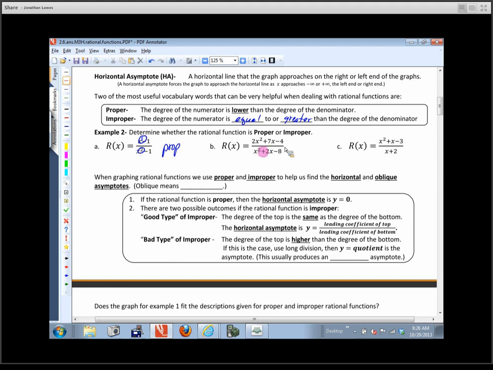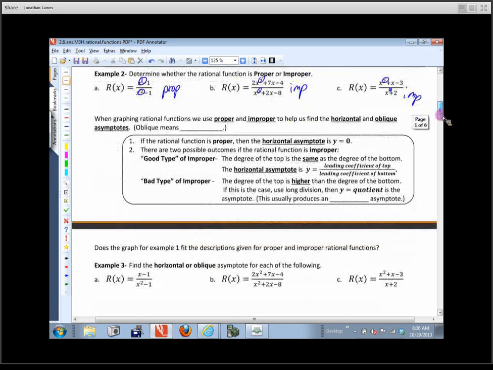Is this proper or improper? This is improper. Okay? That's degree 2 and that's degree 2. So it's equal on the top and bottom. And is this one proper or improper? This one is improper because that's degree 2 and that's only degree 1. So clearly that one's improper. The top's a greater degree than the denominator. Any questions there? Okay.